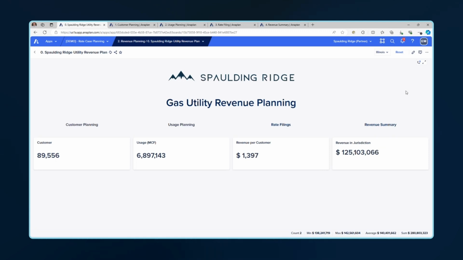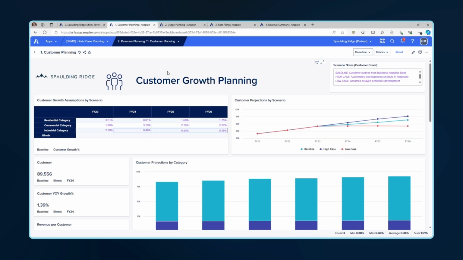So I'm gonna show you how we're gonna generate customer plans, usage plans, and enter not just approved rates, but also proposed and planned rates for upcoming commission filings to generate a revenue outlook. So let me first go into our customer planning.